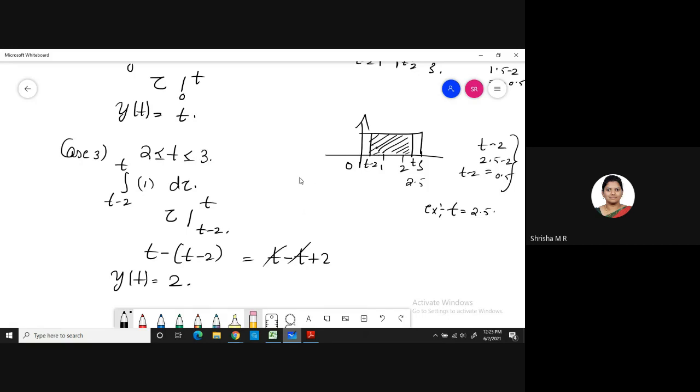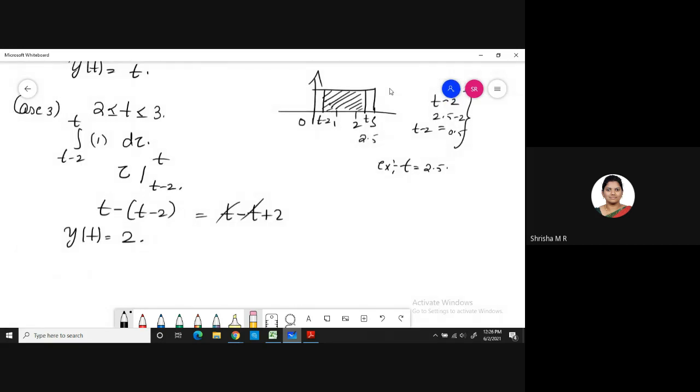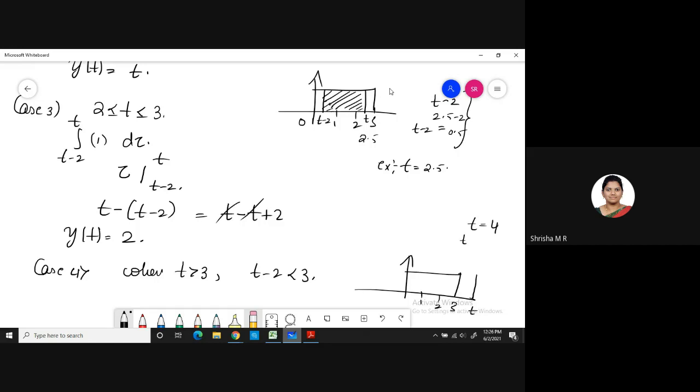Clear, guys? Yes, ma'am. So now you take case 4 where t has crossed 3. t is greater than 3 you take. Next case. Case 4 is when t is greater than 3 and t minus 2 is less than 3. It might be any value. So 0, 1, 2, 3. So t is somewhere here. So suppose your t is at 4, t minus 2 will be at 4 minus 2, it will be at 2.